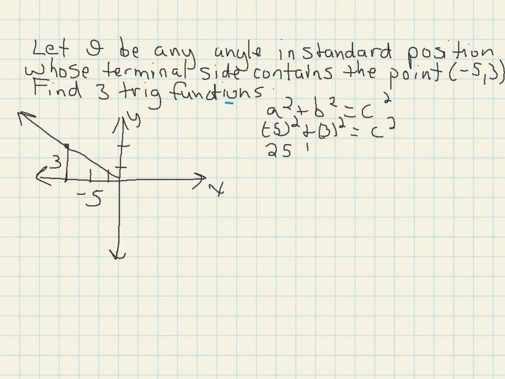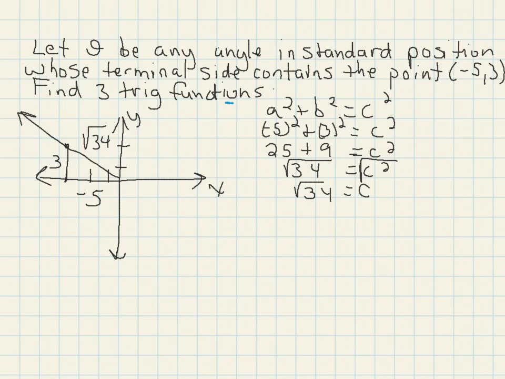And so that gives us 25 plus 9 equals c squared, which gives us 34 equals c squared. Some people forget to take the square root of both sides when they get to this point. Make sure you do. And so the hypotenuse of this triangle is the square root of 34.